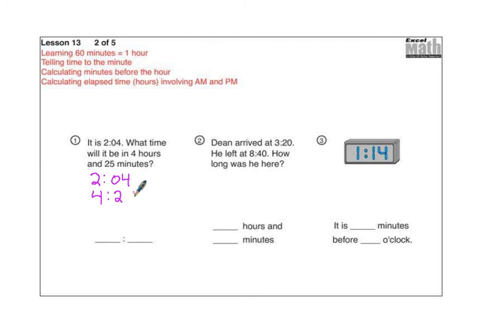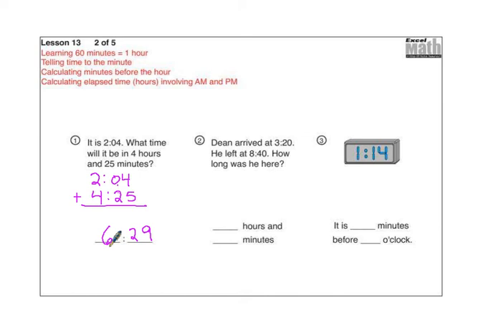So you're going to write 4:25, and since it's later, we're going to add these times together. And we can just plop the answer straight down onto our answer blank here. We don't have to write it twice. 4 plus 5 is 9, 0 plus 2 is 2, and 2 plus 4 is 6. It'll be 6:29 in 4 hours and 25 minutes. You should have that written on your paper.